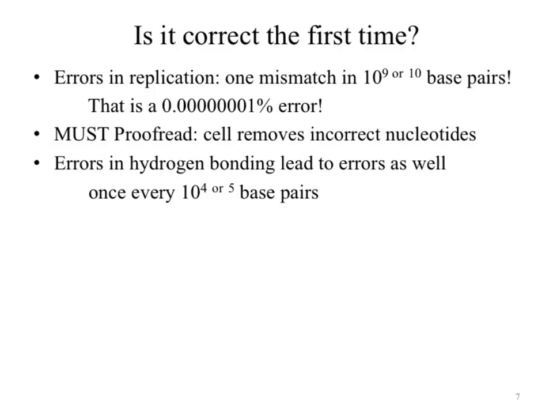Errors in hydrogen bonding also happen. What we're talking about with the hydrogen bonding, which we did with the model in back, is that if we get two nucleotides that don't match exactly right, the hydrogen bonding interaction does potentially line up and allow it to potentially work, just not perfectly. That actually worsens your error: 1 in every 10 to the 4th or 10 to the 5th base pairs as opposed to 10 to the 9th or 10 to the 10th.